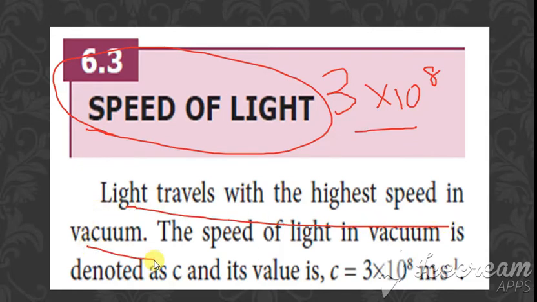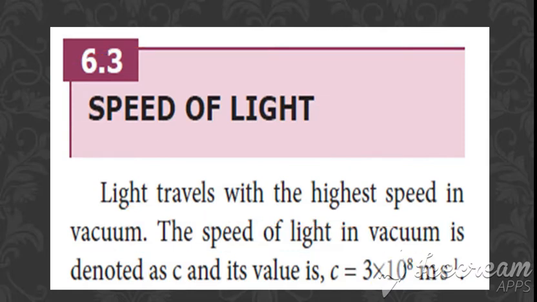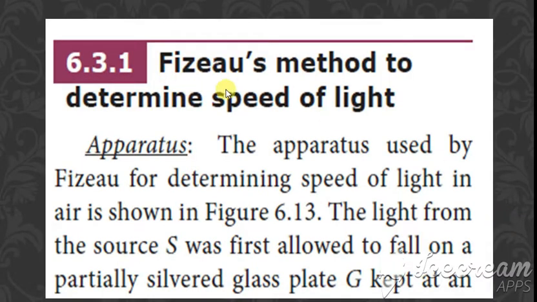Light travels with the highest speed in vacuum, and the speed of light in vacuum is what? 3 × 10^8. Yes, and that was determined with the help of Fizeau's method to determine the speed of light, and the apparatus used by Fizeau for determining the speed of light is shown.